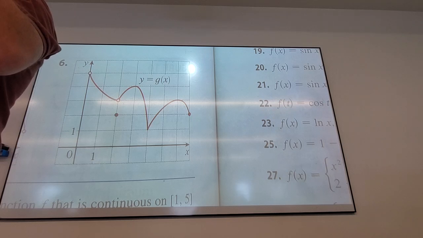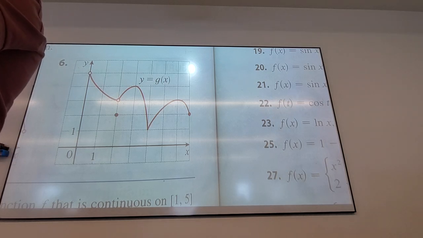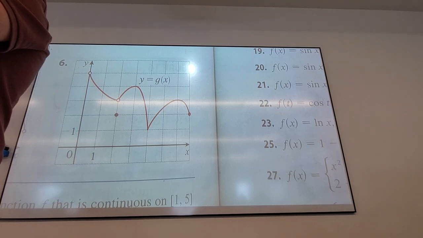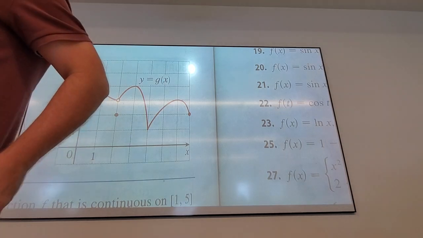And the min would be... The absolute min is fantastic. It would occur at 4, and the value would be 1. Is that cool?